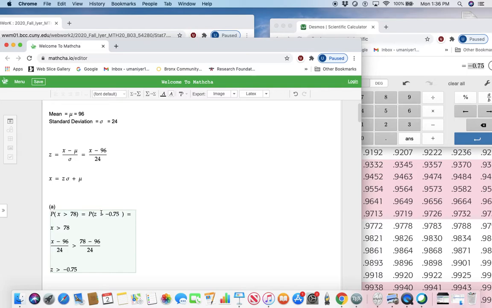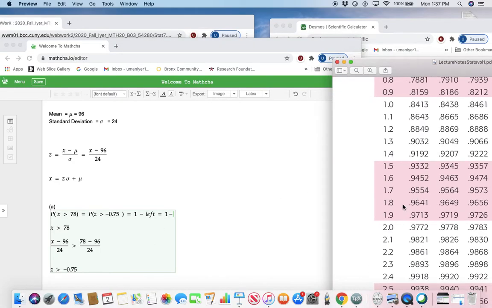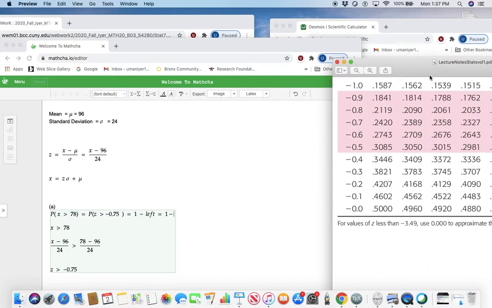How do I find this? So this is the area to the right. How do I find the area to the right? It is 1 minus the area to the left. Why do I say that? Because the left area I can find. So it is 1 minus the area to the left of negative 0.75.